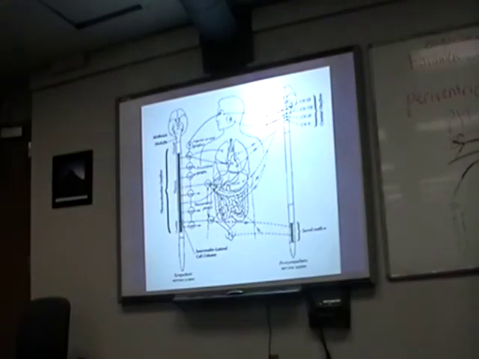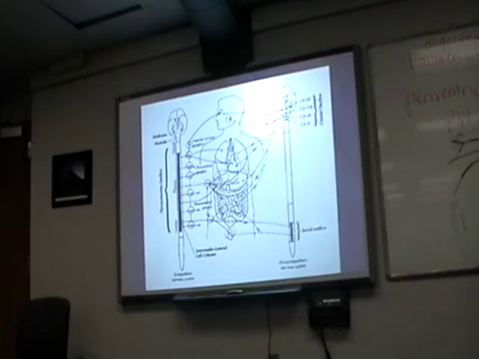As far as the anatomy of it, we've got our cranial division and our sacral division for our parasympathetics, and then our thoracolumbar division for our sympathetics.